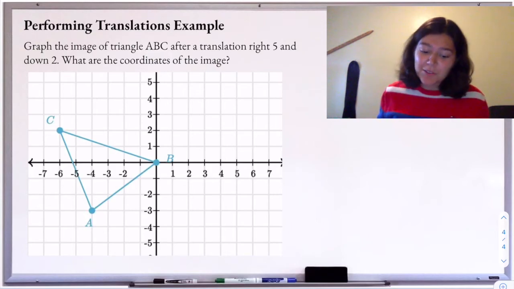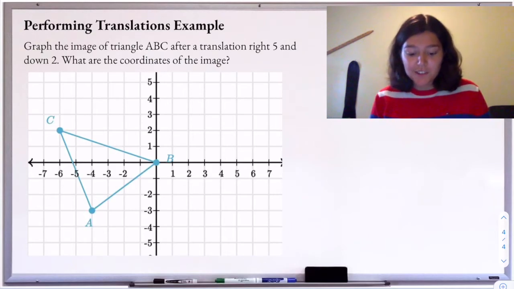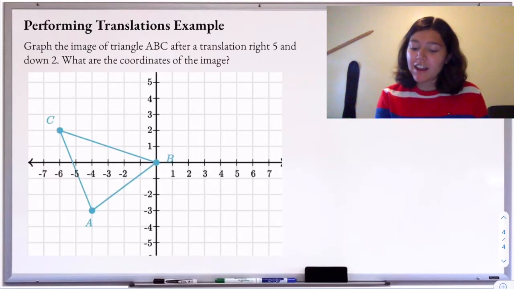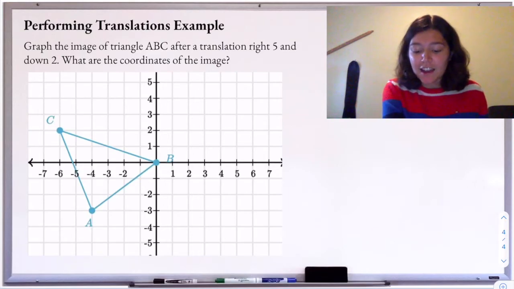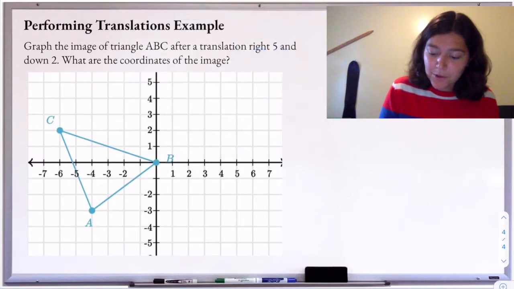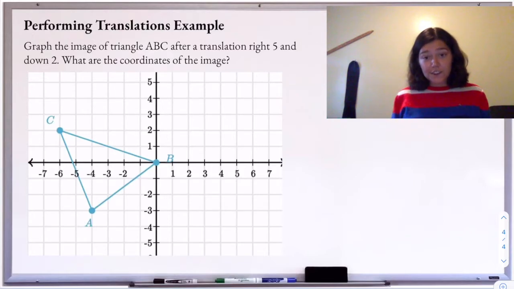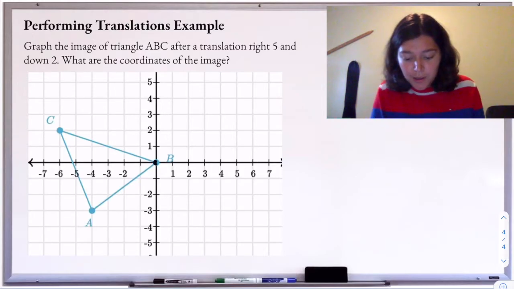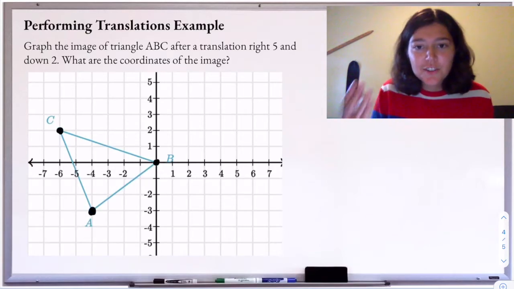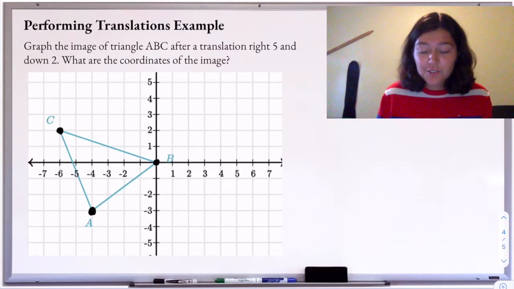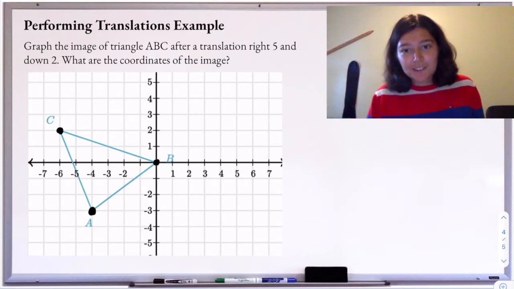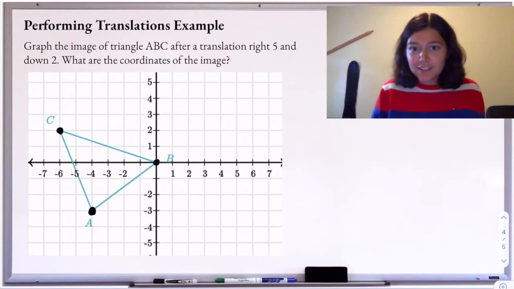All right, and finally, now we've described them, we've identified them, let's perform a translation. So we see, graph the image of triangle ABC after a translation right 5 and down 2. What are the coordinates of the image? Okay, so I'm going to pick my vertices, where the lines meet to form A, B, and C. I'm really just going to translate those and then connect the lines. It is true that every single point along these lines is moving that way, but if I translate the vertices and then just connect the line straight, then it's going to work.